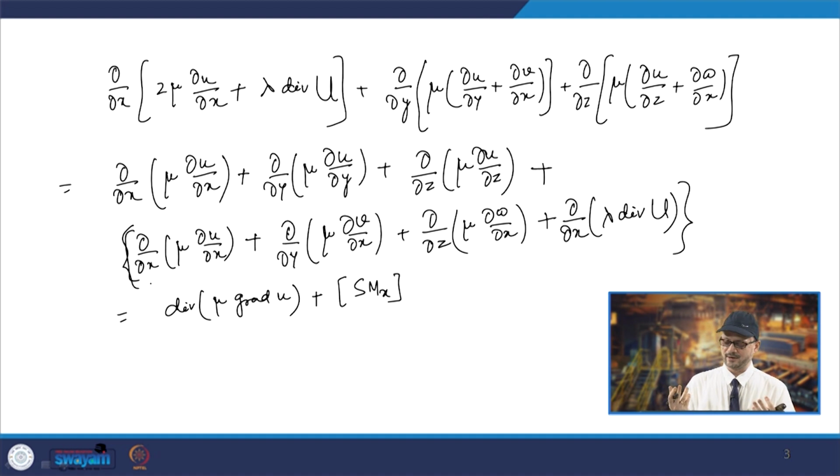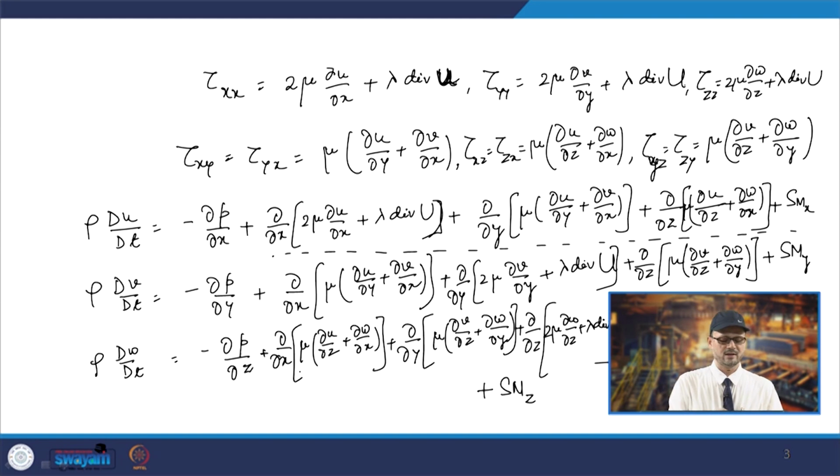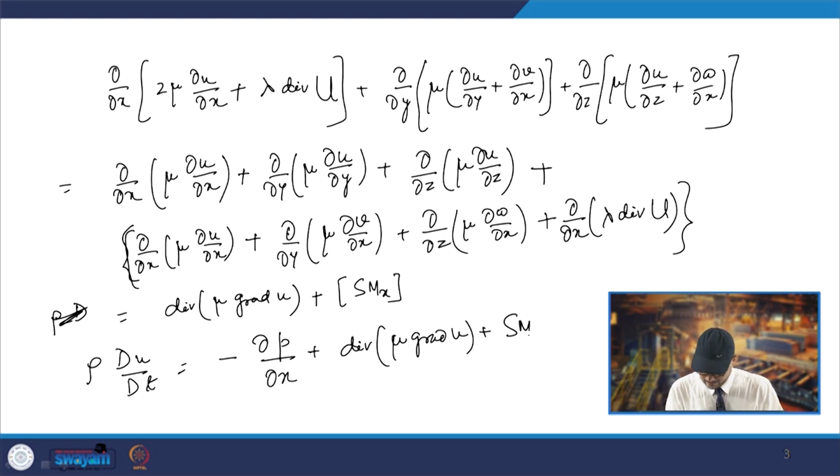Similarly, you can write rho of du by dt. The term left is minus dou p by dou x, which was there in the earlier one. So, that term comes here, and then you have div of mu grad u, and then you have SMx. So, this is the Navier-Stokes equation for the x momentum component.